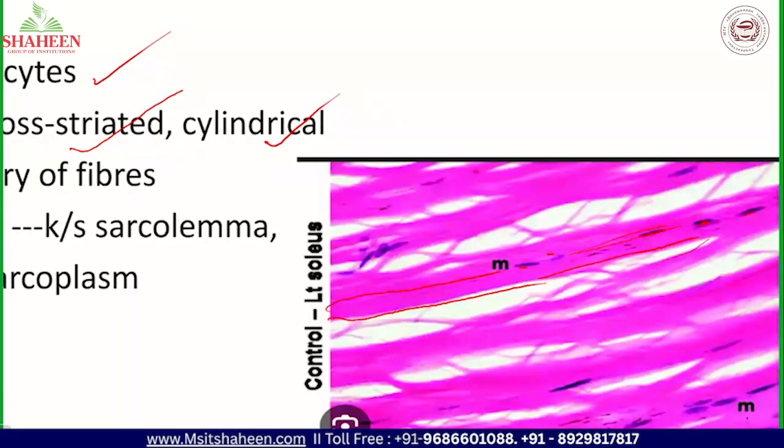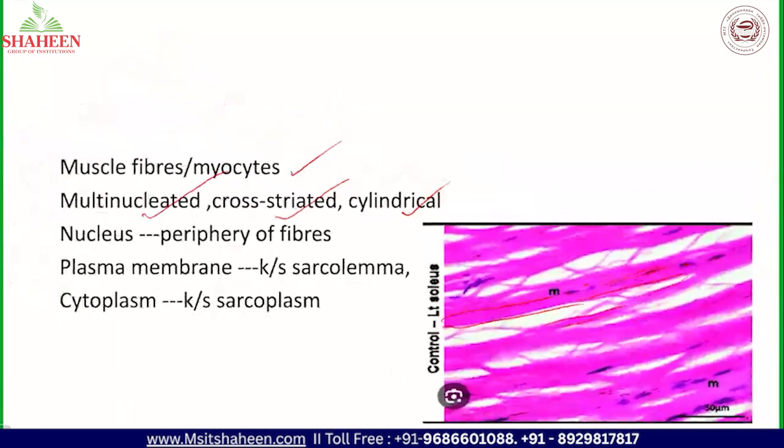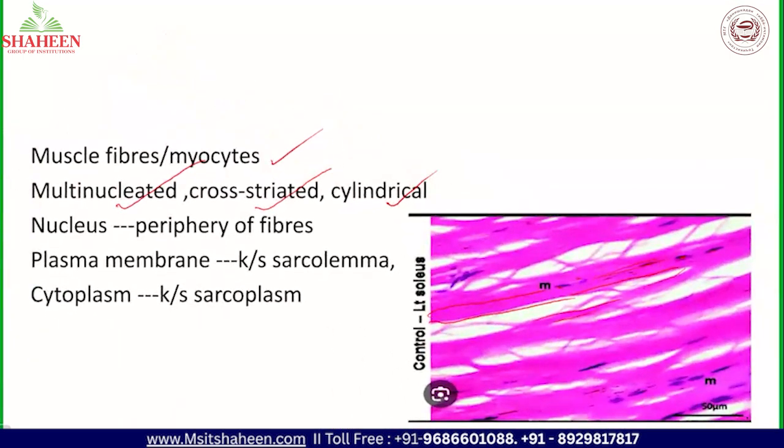You can see that they never branch into each other. Only the muscle fibers, not the bundle, will undergo branching. So this is multinucleated, cross striations will be present, and cylindrical. And the nucleus is peripheral to the fibers.